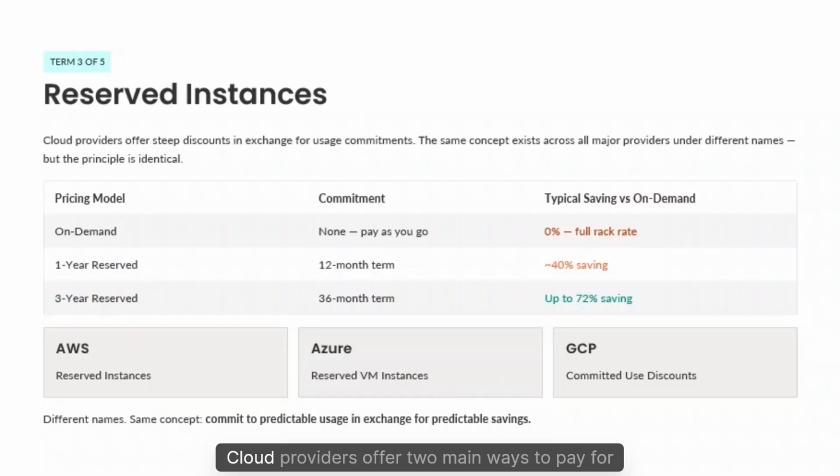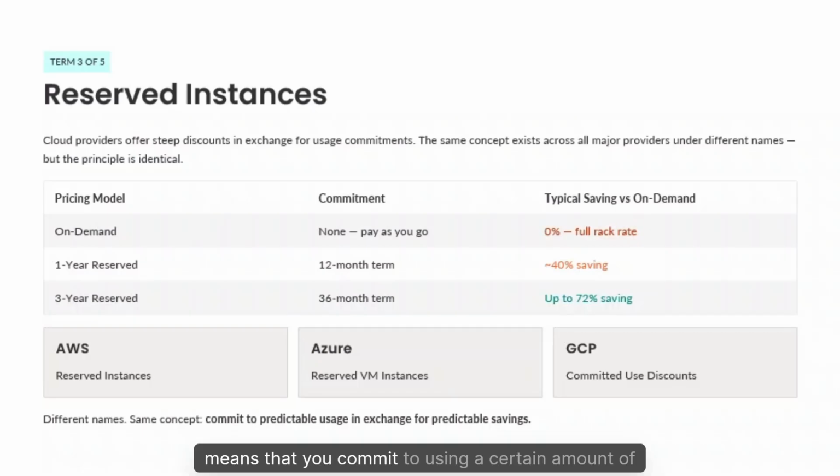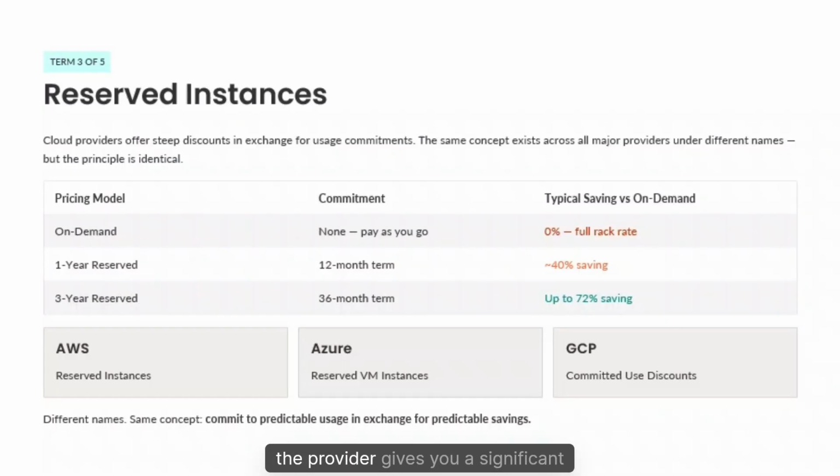Term 3. Cloud providers offer two main ways to pay for compute resources. On-demand pricing means you pay the full rate as you use it, with no commitment. It is the most expensive option, but the most flexible. Reserved pricing means that you commit to using a certain amount of cloud resource for 1 year or 3 years, and in exchange, the provider gives you a significant discount.